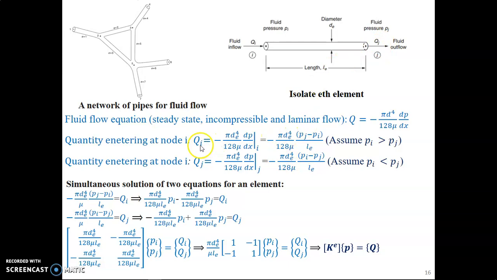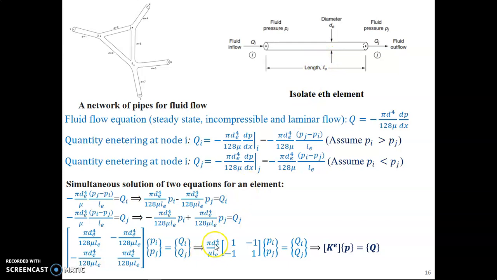Now these two equations, Qi equal to this equation and Qj equal to this equation, are rearranged in this form such that Pi and Pj, the pressures at the ith and jth nodes, become the field variable, and Qi, Qj, the flow at the ith and jth nodes, become the load imposed onto the system. If we arrange these equations in matrix form, we again get the elemental equation of flow through an element.